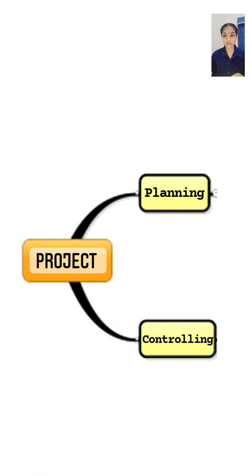For controlling, the following steps are followed. The standards and targets are established, and targets are generally expressed in terms of time. Performance is measured against the standard set down in the first step. The deviations from the standard are identified.